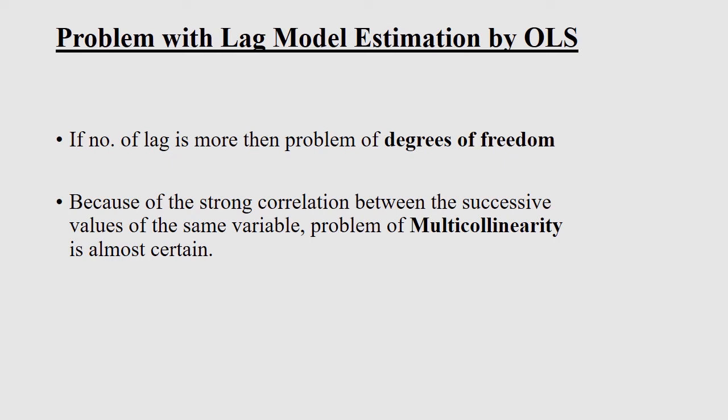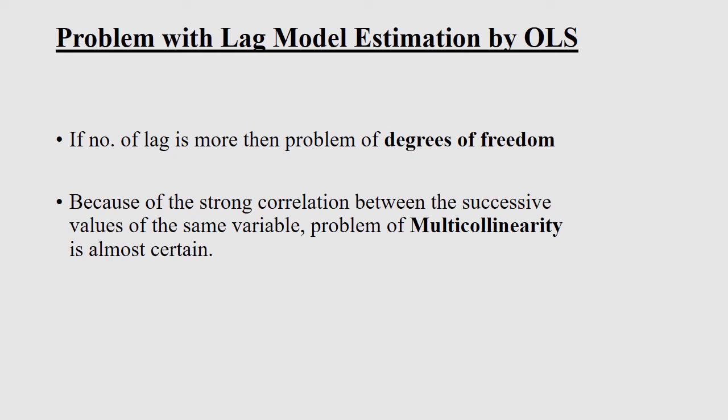So to understand that, first of all, we have to understand what kind of problem we will face if the distributed lag model is present, or if there is a need of estimating the lag model, what kind of problem we may face. So number one problem is the degrees of freedom. When there is a presence of lag, it may be up to t minus 1, t minus 2, t minus 3, or maybe more. So if the number of lags is more, obviously the number of independent variables will be more. So there is a possibility of a problem of degrees of freedom.